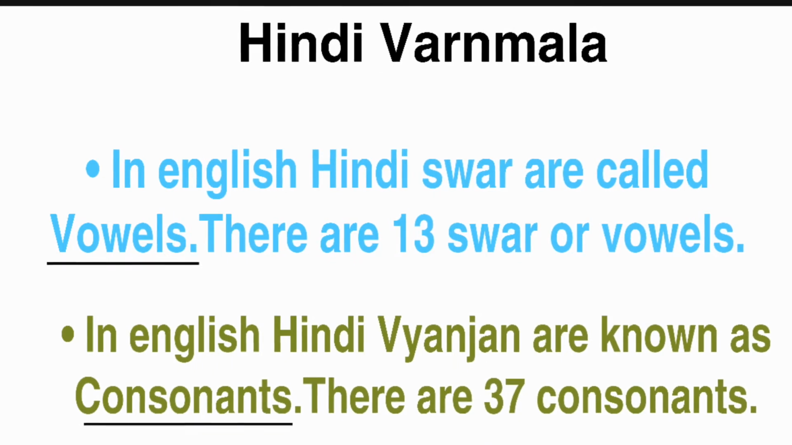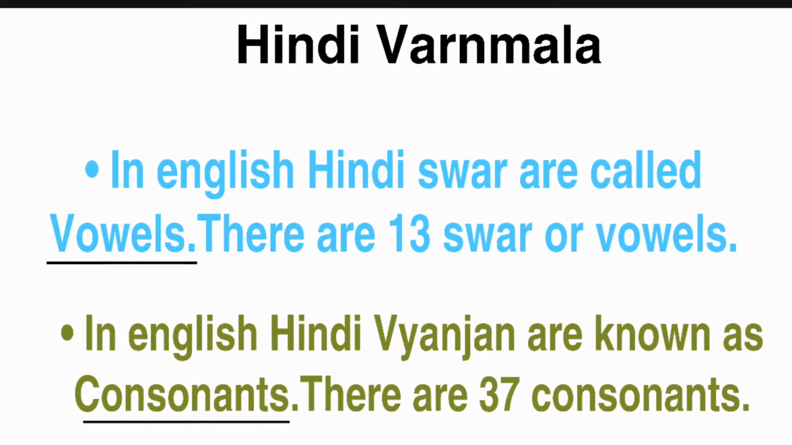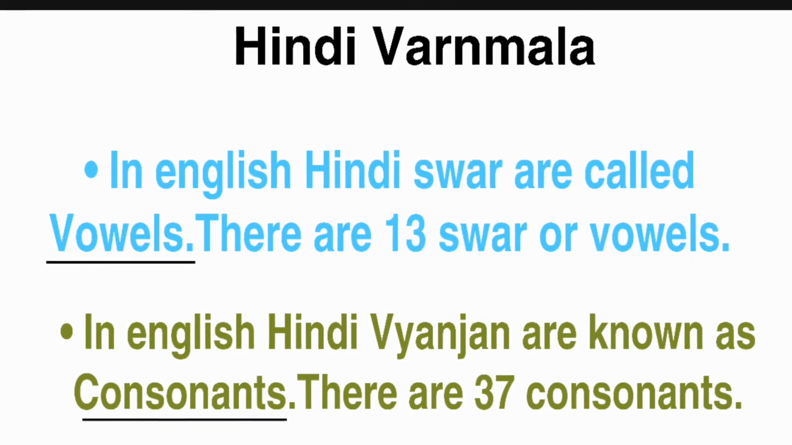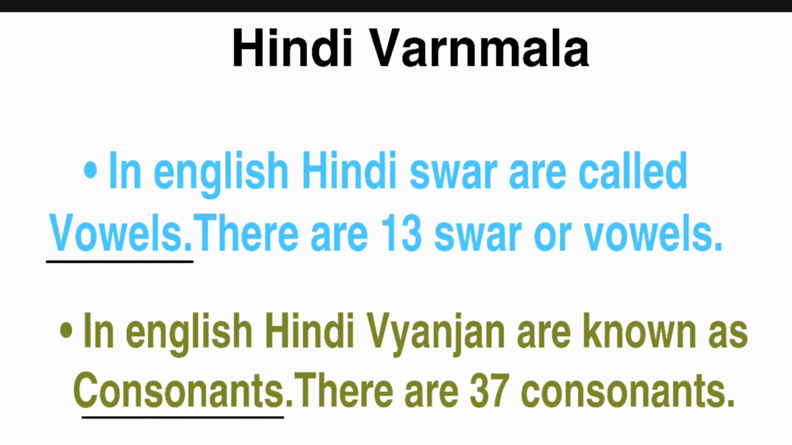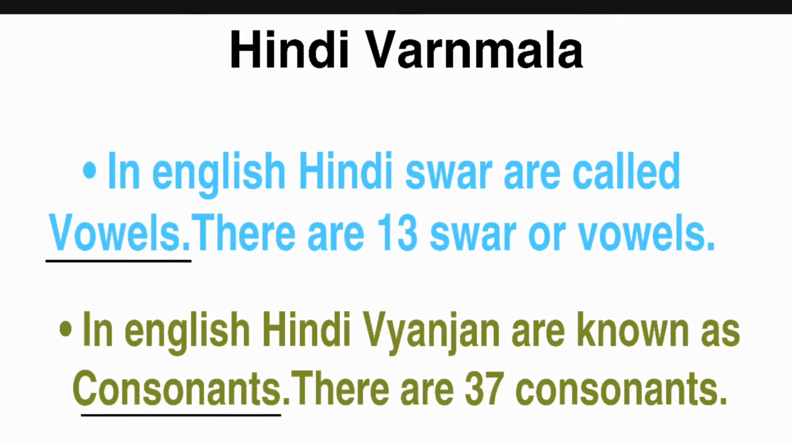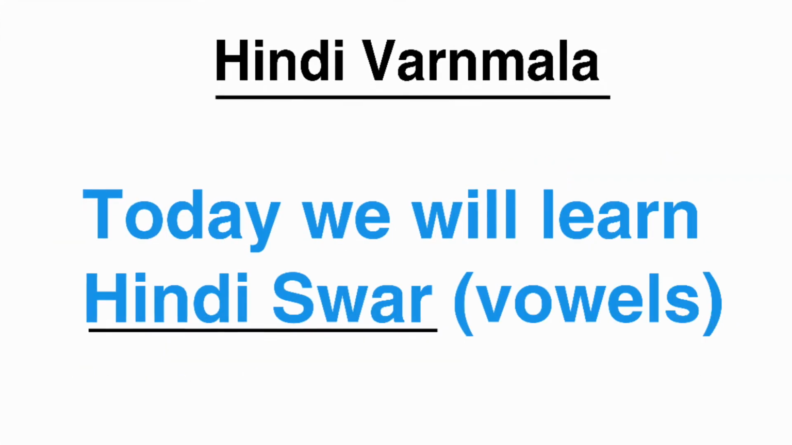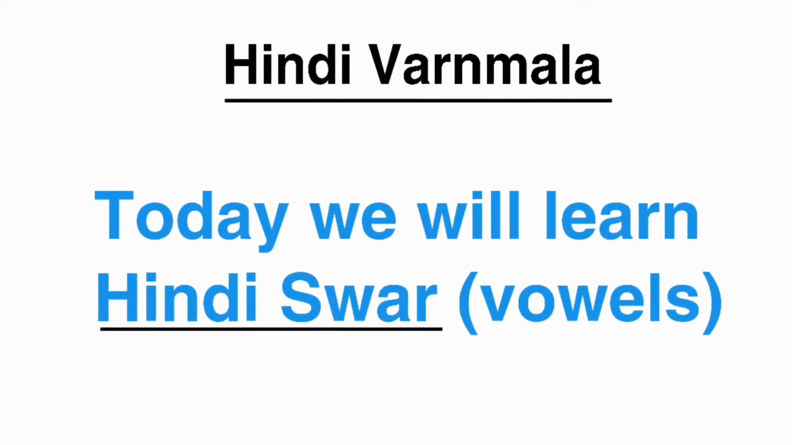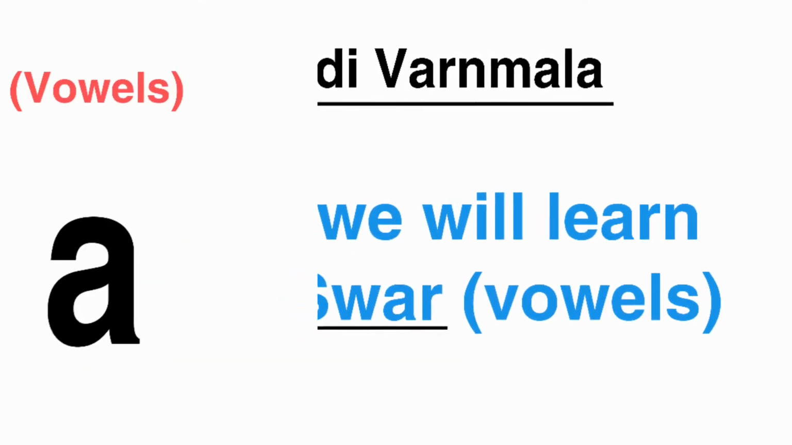In English, the Hindi swar are called vowels. There are 13 swar or vowels. In English, the Hindi Vyanjan are known as consonants. There are 37 consonants. Today, we will learn all the Hindi swar or vowels.